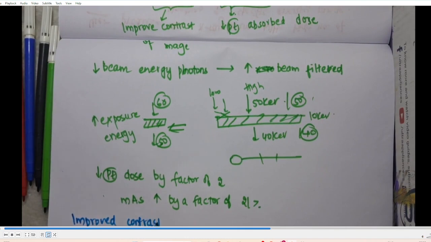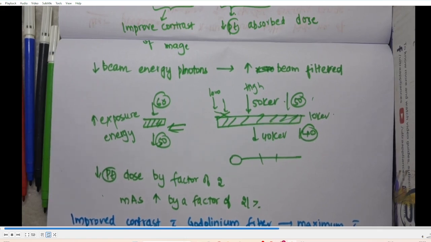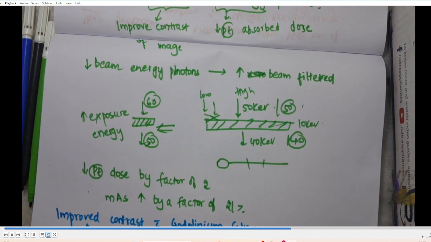So, improved contrast with a gadolinium filter has been shown maximal with thin body parts, while the need for more milliampere second has been minimized by use of low kVp techniques. Thus the heavy metal filters may prove to be more useful for pediatric applications when compared to adult applications, because if there are thinner body parts, there is improved contrast.